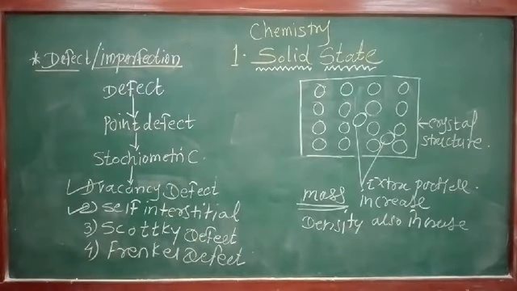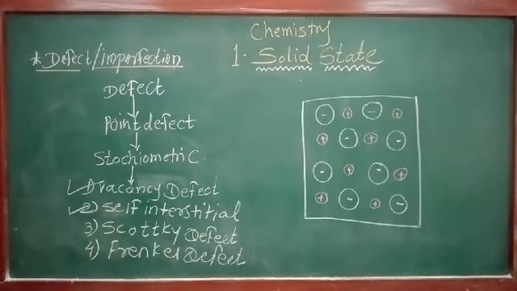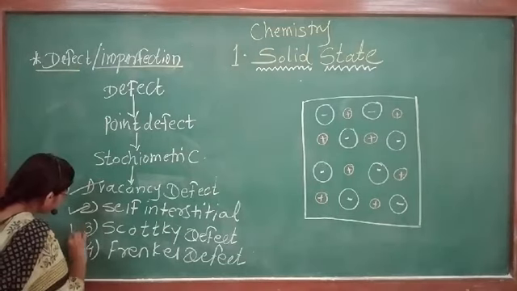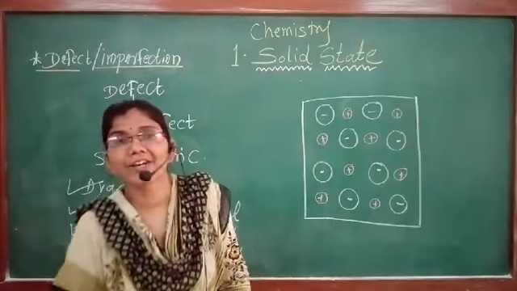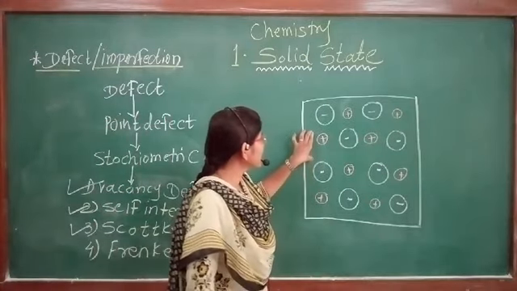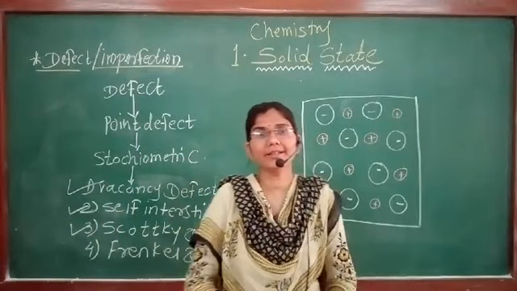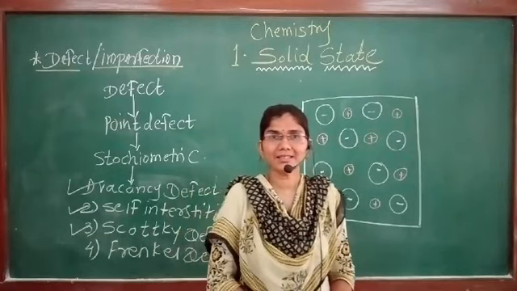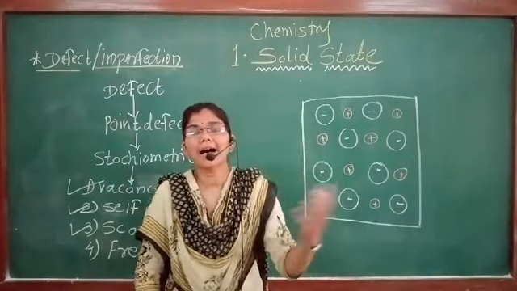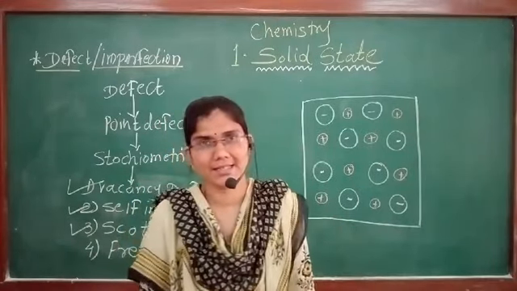The third type of defect is the Schottky defect. For the Schottky defect, consider an ionic solid or an ionic crystal. In the types of crystalline solids, we have seen ionic crystals. Ionic crystals are crystals which are formed from ions. Ions means cations and anions.